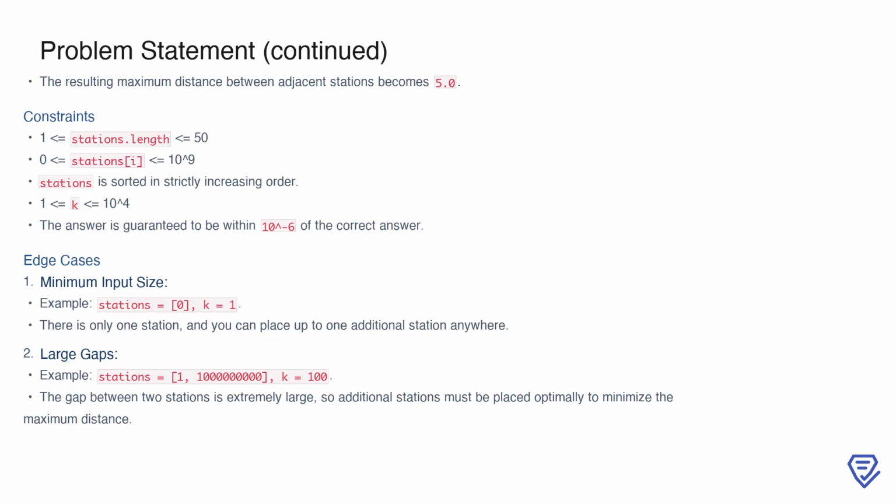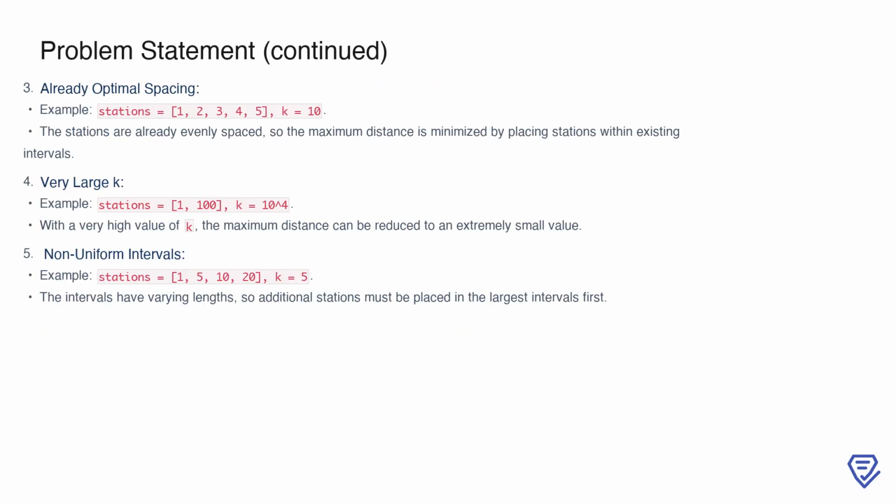In a third example, suppose the input stations is [10, 19, 25, 35], and k is 3. The initial distances between adjacent stations are 9, 6, and 10. To minimize the maximum distance, we can add 3 additional stations. For instance, placing a station at position 14.5 splits the interval [10, 19] into [10, 14.5] and [14.5, 19]. Similarly, placing a station at 22.5 splits [19, 25], and placing another at 30 splits [25, 35]. This results in a maximum distance of 5.0 between adjacent stations, and the output is 5.000000.